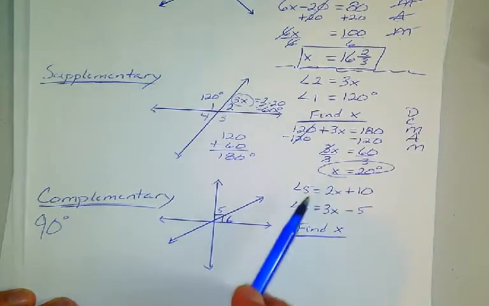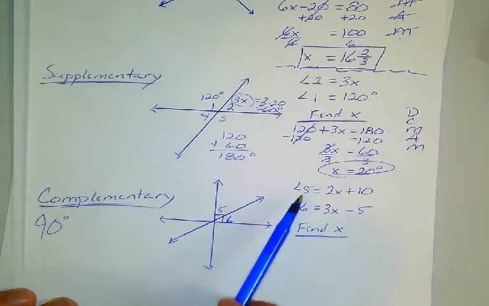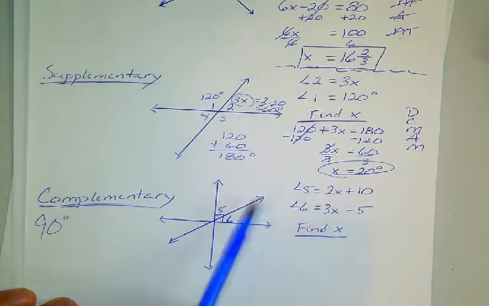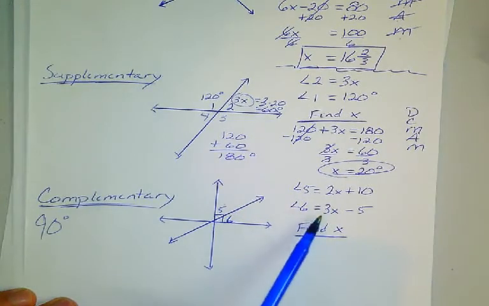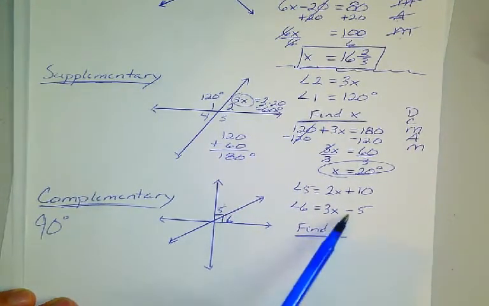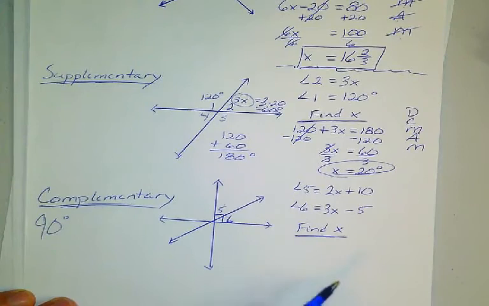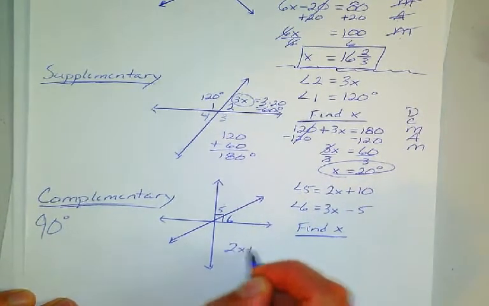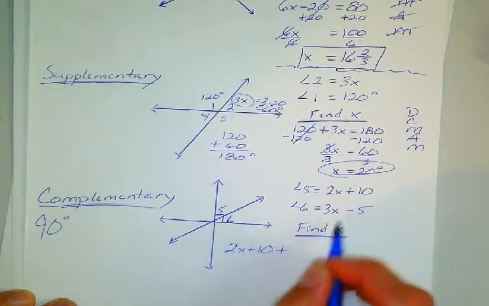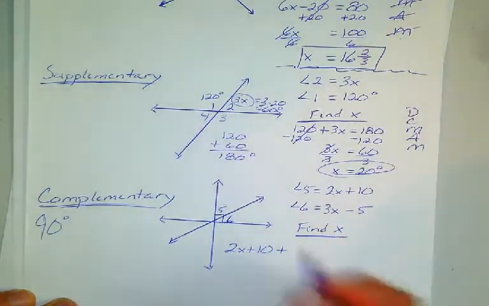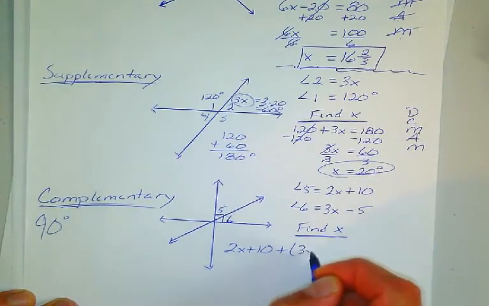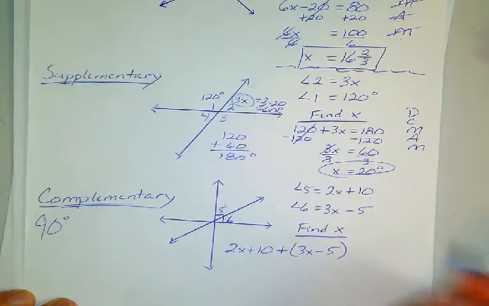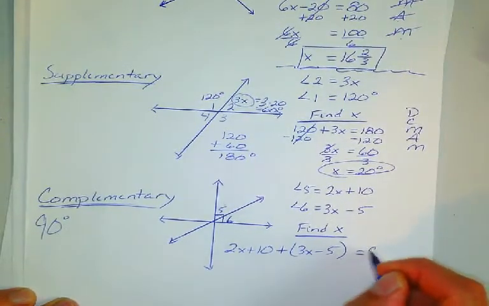Now, in our question, well, not really a question, I just have some statements here. Angle 5 is equal to 2x plus 10. Angle 6 is equal to 3x minus 5, or 3x plus negative 5. That's angle 6. Find x. So like I said, 5 and 6 combine to 90 degrees, so I'm going to come up with an equation where 2x plus 10 plus 3x minus 5. Now, you could put 3x minus 5 in parentheses. Let's just do that for review. And that equals 90 degrees.